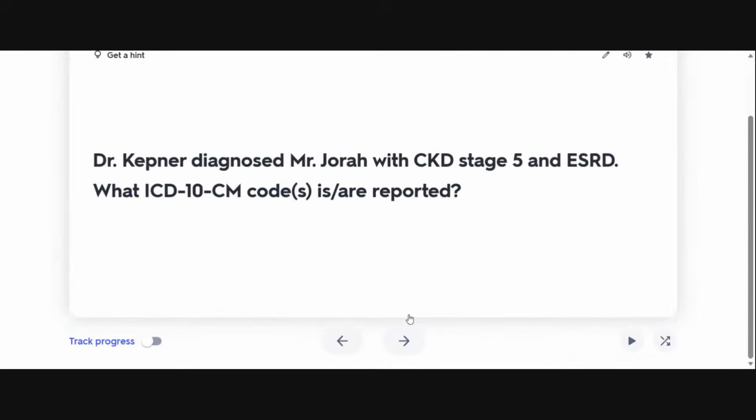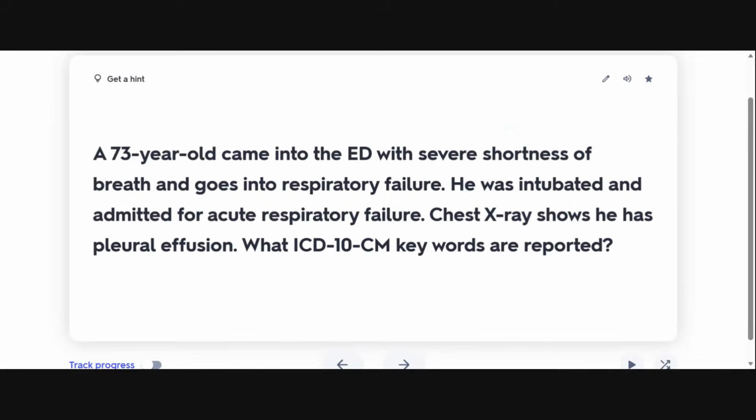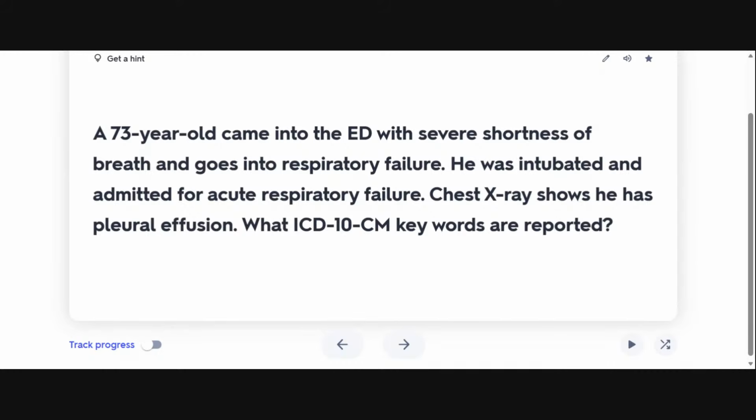So I'm going to switch right back over to our Quizlet, and then we are going to work on our second scenario for the night. And we're going to start right back off with our keywords. So, a 73-year-old came into the ED with severe shortness of breath and goes into respiratory failure. He was intubated and admitted for acute respiratory failure. Chest x-ray shows he has pleural effusion. So what keywords are we taking out of this scenario? We're cranking it up a little bit. Let me know in the chat. I'll give you guys a few seconds to type it out.